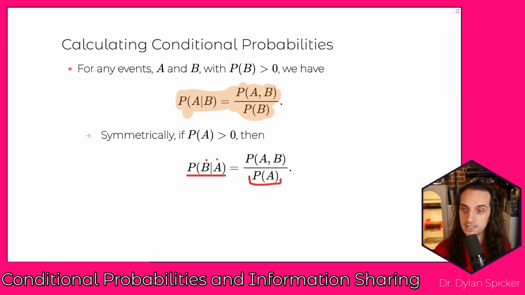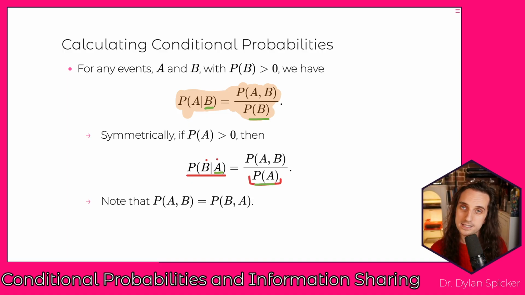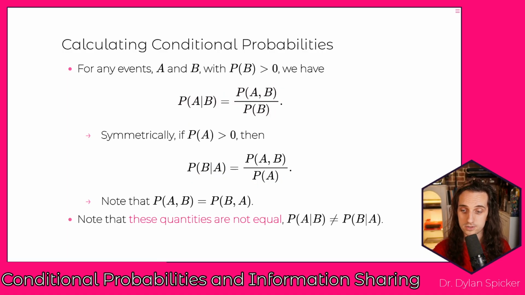And so importantly, the denominator and the event that we condition on have to match, right? Condition on A, probability of A. Condition on B, probability of B. Now note that the joint probability is actually symmetric, so the probability of A and B is the same as the probability of B and A, and so the numerators never change in our definition here, just the denominators do.